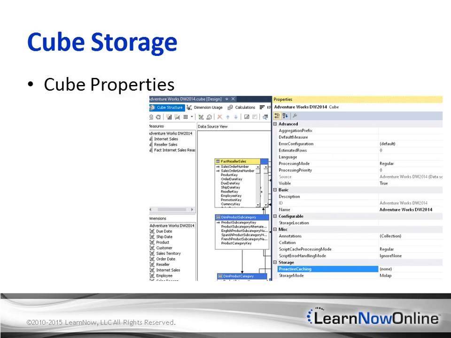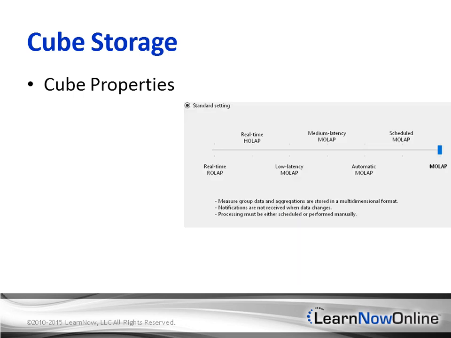So let's talk about the multidimensional cube storage. To access the cube storage options, you will have to go to the properties of the cube, which means you have to open the project up in SQL Server Data Tools. Once you get into the cube, you highlight the top measure, which in our case is AdventureWorks DW 2014, and go to the Properties window. If you scroll to the bottom, you'll see Storage, Proactive Caching, and Storage Mode.